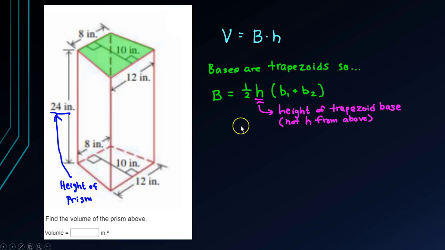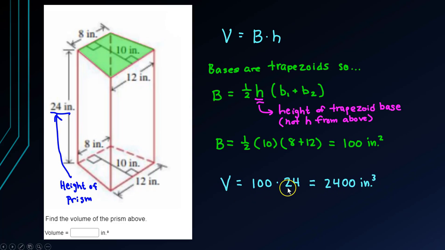So keep them straight. To calculate this, I'm given that this base is 12 inches. This base is 8 inches. So I have bases of my base. Again, you're trying to keep them all straight. So the area of this base is going to be 1/2 times 10 times the quantity 8 plus 12. And that equals 100 square inches when all is said and done. Now going back to this formula, I have the area of the base, which is 100. I know the height's 24. I multiply those together and I get 2,400 cubic inches. And that's what the answer is.